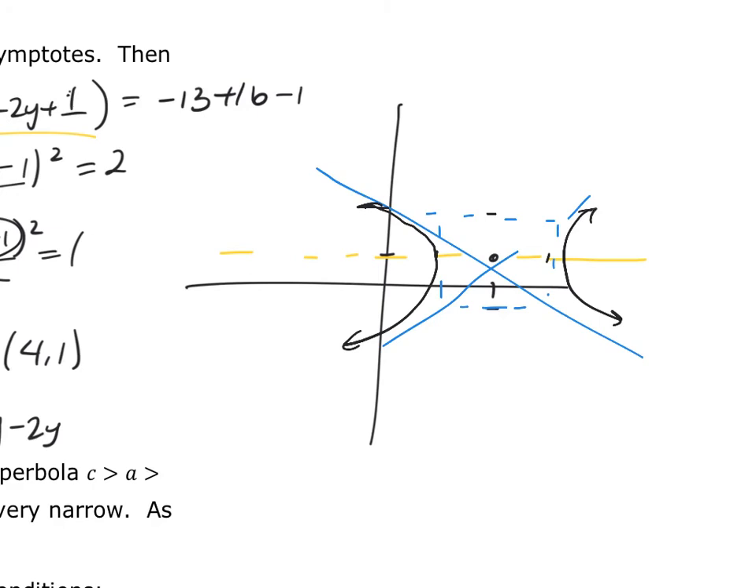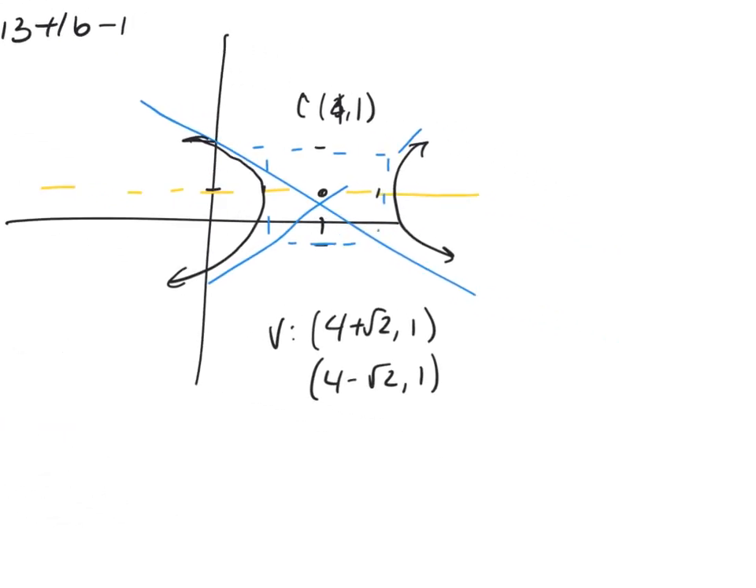My vertices are going to be on the right side. Which one is changing on my center? My center is at 4, 1. Which one's changing, my y part or my x part for my vertices? My x part. So it's going to be 4 plus the square root of 2, 1, and 4 minus the square root of 2, 1. So that's where my vertices are.